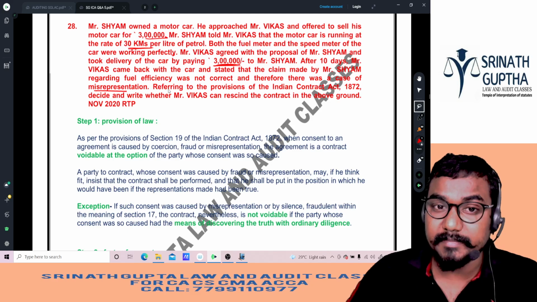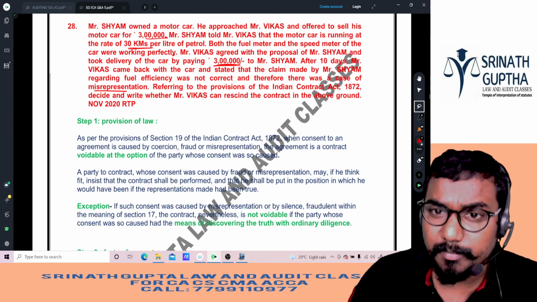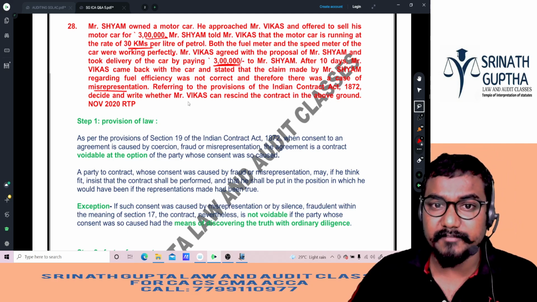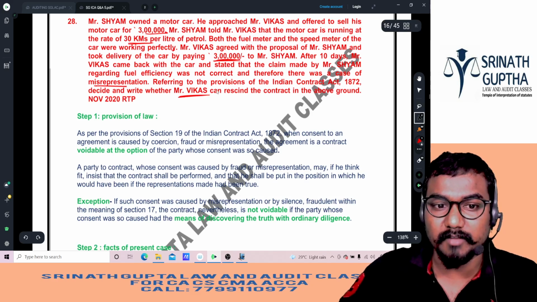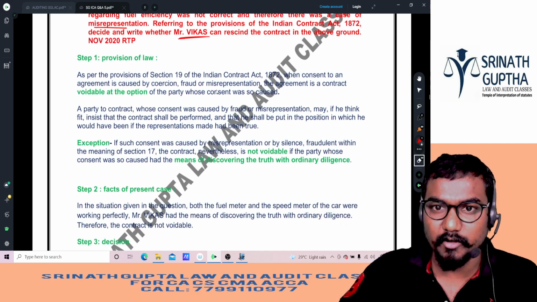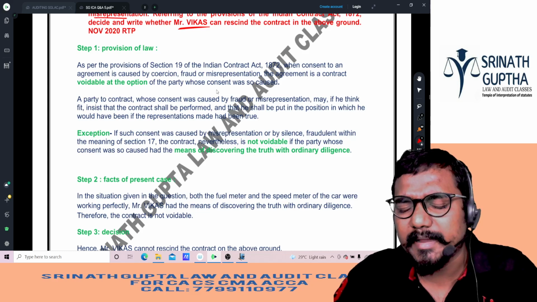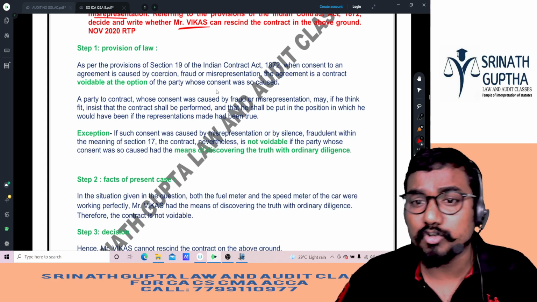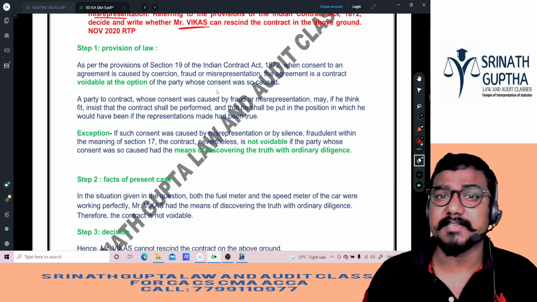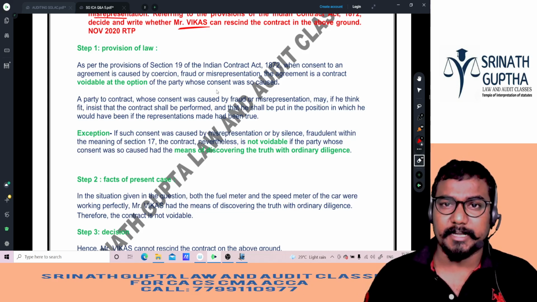So the buyer is saying that there is a misrepresentation. Referring to the provisions of the Indian Contract Act, decide whether Vikas can rescind the contract or not. But if the buyer had the means of discovering the truth by ordinary diligence, he cannot rescind the contract.